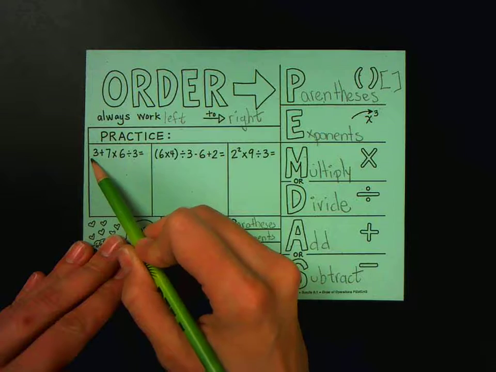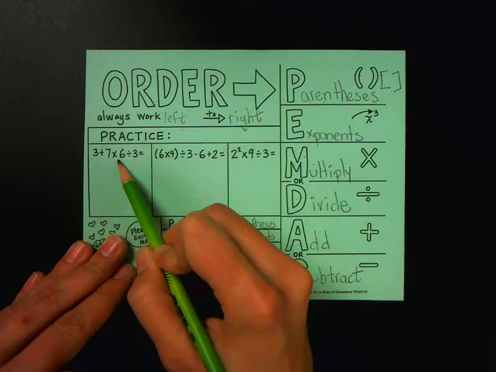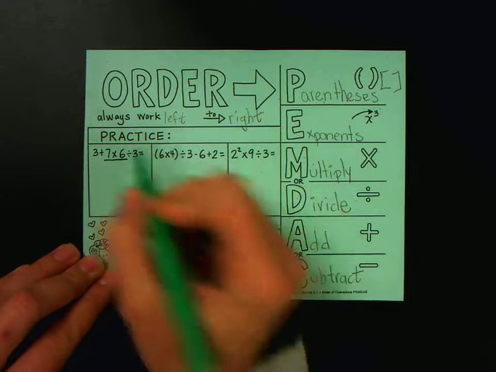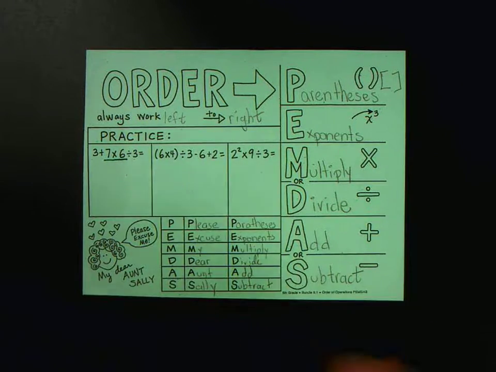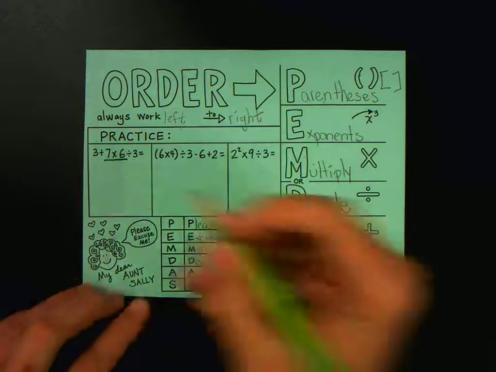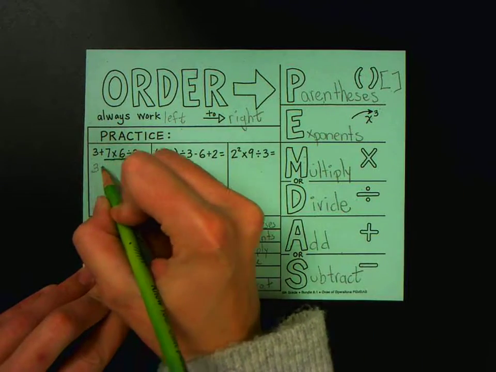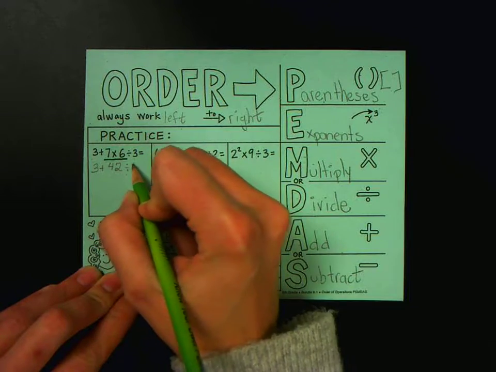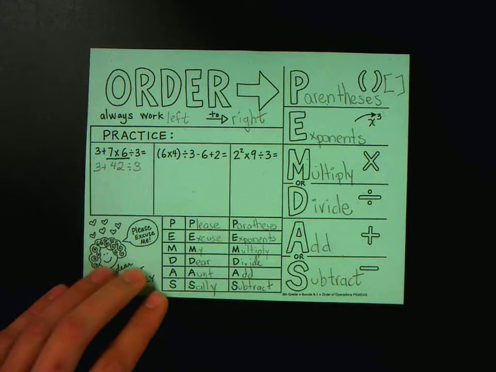So when I look from the left to the right, the first thing I see is multiplication, and I see that 7 times 6. So I'm going to work with that first, that's 7 times 6. So 7 times 6 is going to be 42, and I bring everything down. 3 plus 42 divided by 3.